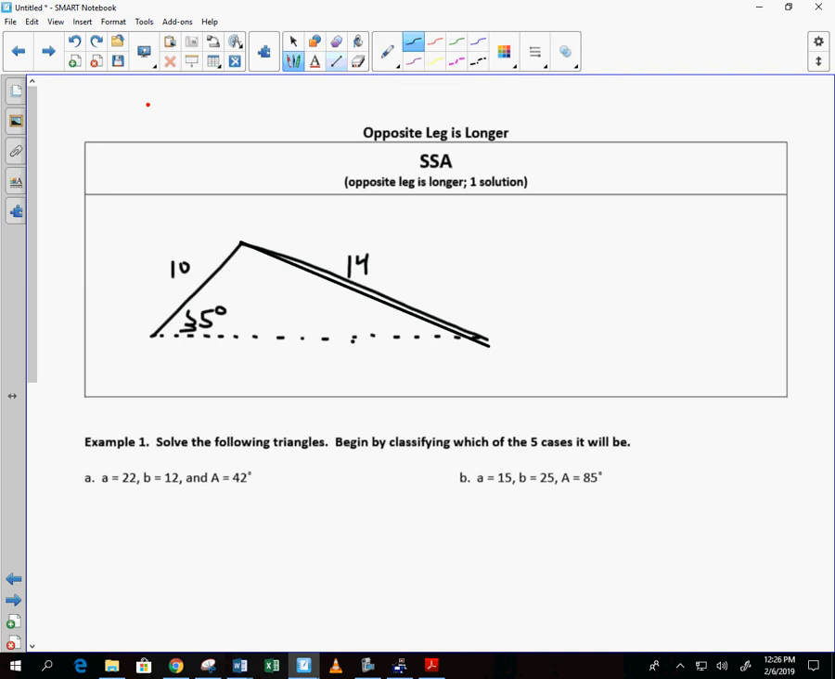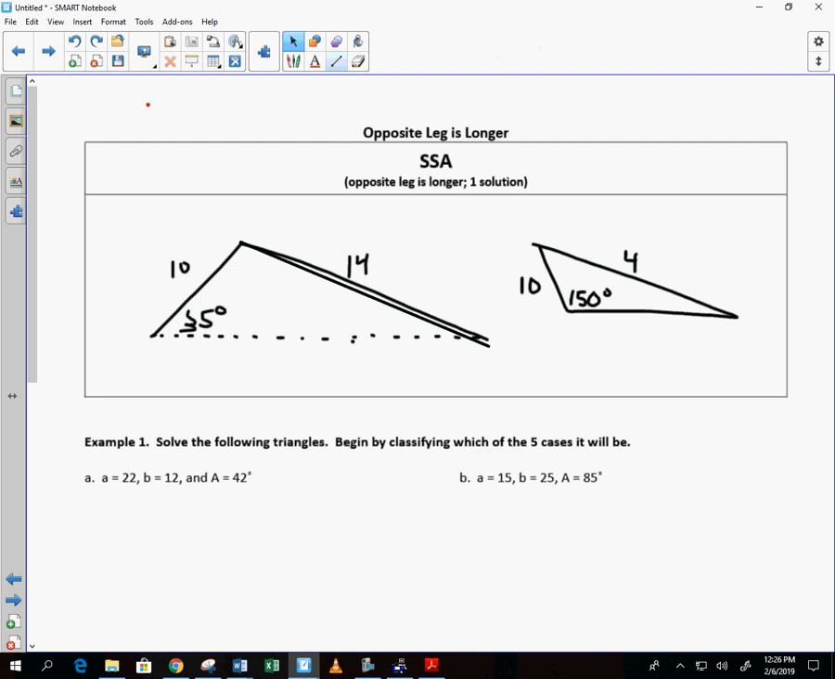There's also another type of situation I just quickly want to bring up, is this one right here. Suppose you have 150 degrees, you have 10, and you have 4. I want you to look at that triangle for a second and tell me anything about it.